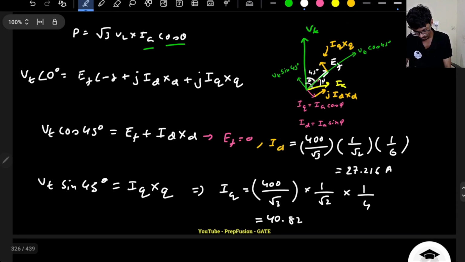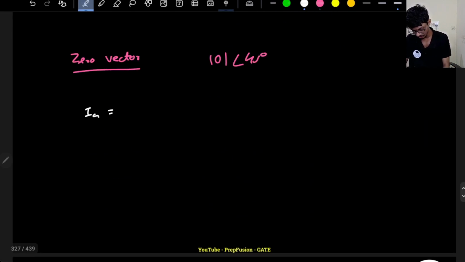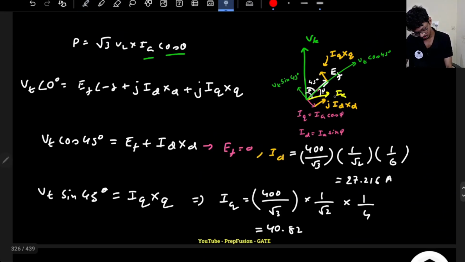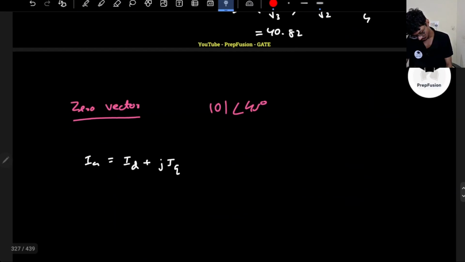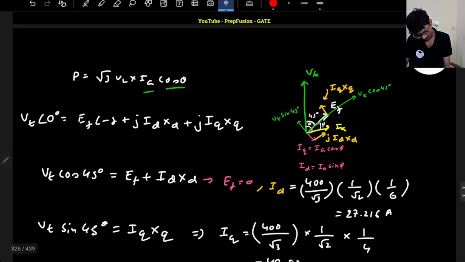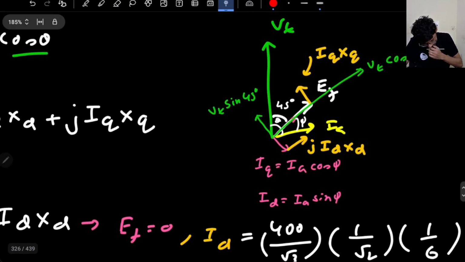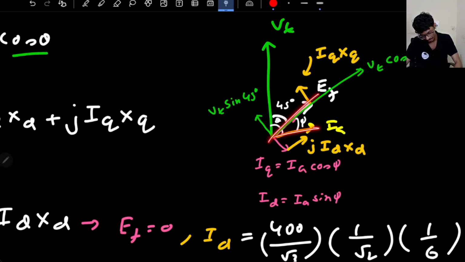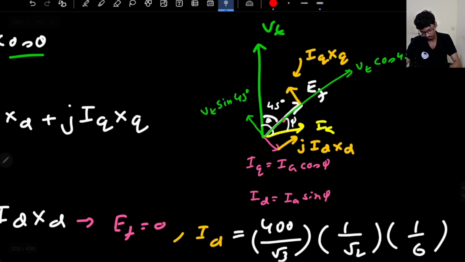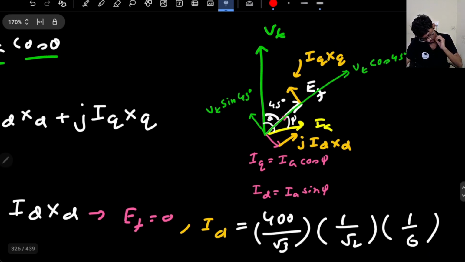The magnitude of IA current will be the addition of ID plus IQ, right? ID plus jIQ, something like that. Sorry, not ID plus jIQ. Hold on, I have to find out my IA current. IA current is a combination of IQ and ID, right? So how will I find it out?